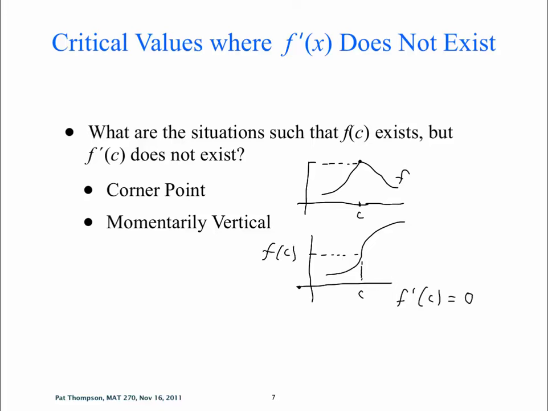And that's for both of these, right? So there's a corner point or momentarily vertical. Your first derivative will not exist. So these also are critical points. These are also types of critical points.